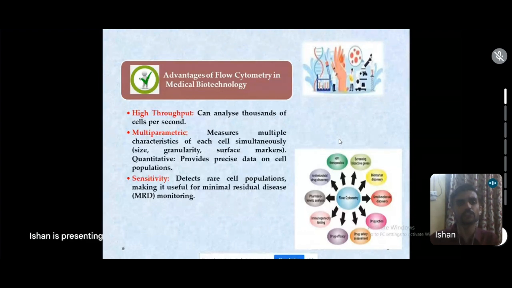It aids us in having a differential diagnosis, meaning the cellular size, the granularity, and surface markers. The third thing is that it is quantitative as well. It is not only about the quality, the size or the structure of the cell; it also gives us the quantity, providing precise data on cellular populations. So it is quantitative as well as qualitative.